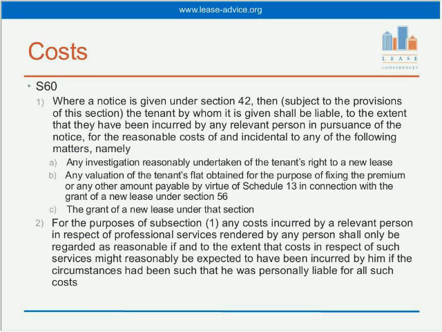And the costs incurred by any relevant person with respect of professional services rendered by that person shall only be regarded as reasonable if and to the extent that the costs in respect of such services might reasonably be expected to have been incurred by him if the circumstances had been such that they were personally liable for all such costs. So the long and short of it under Section 60 is it's not a complete indemnity for the landlord's professional fees. The landlord's reasonable fees, solicitors or relevant valuers, for the heads of work classified under A, B and C.